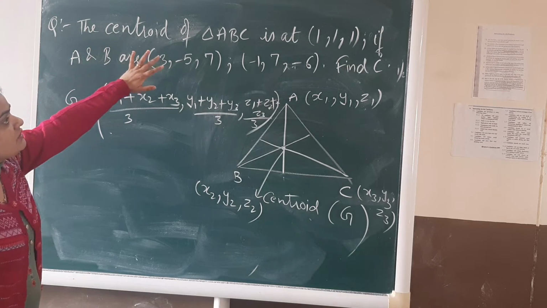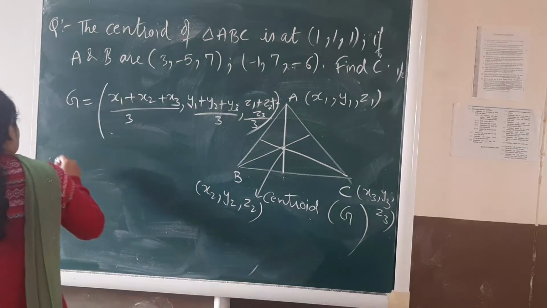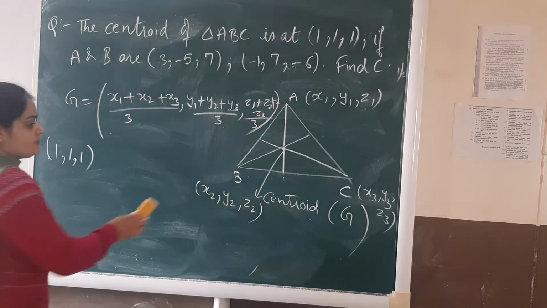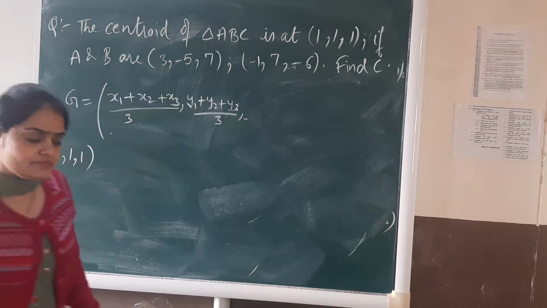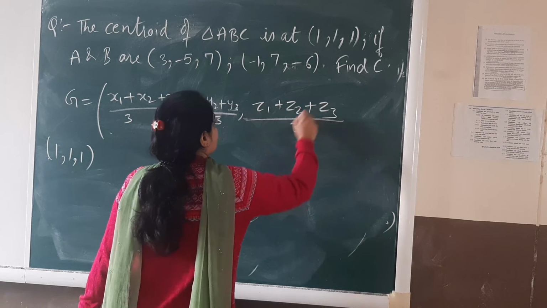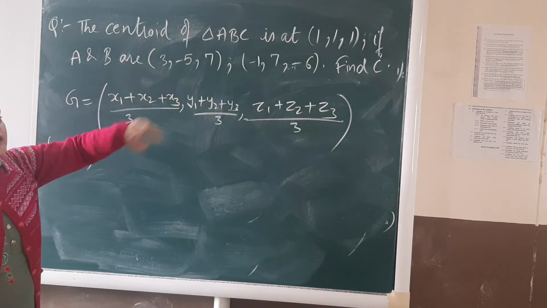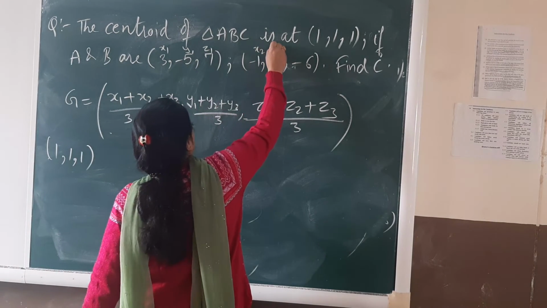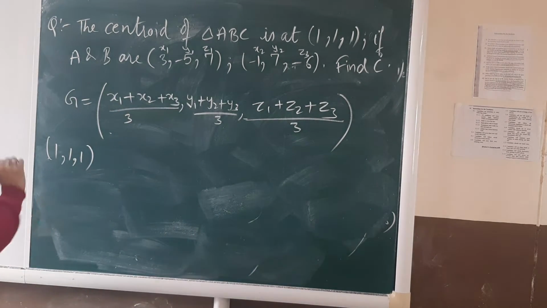Here the centroid of the triangle is at point 1, 1, 1. That means the centroid's coordinates are given to us. And A's coordinates are also given and B's coordinates are also given. This is your x1, y1, z1, x2, y2, z2. Of course, we need to find the coordinates of C. Here C is not given.